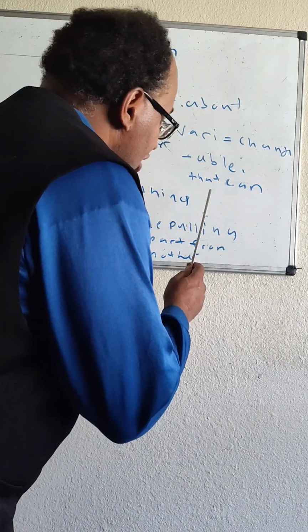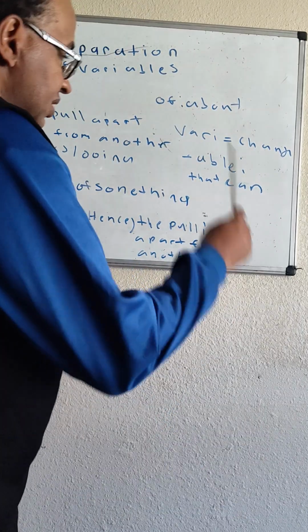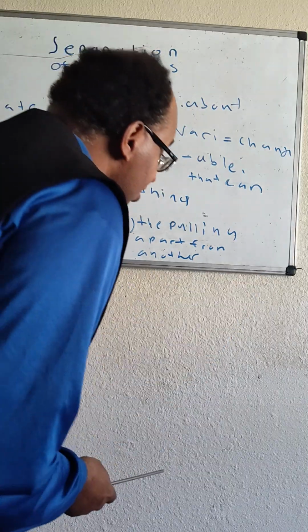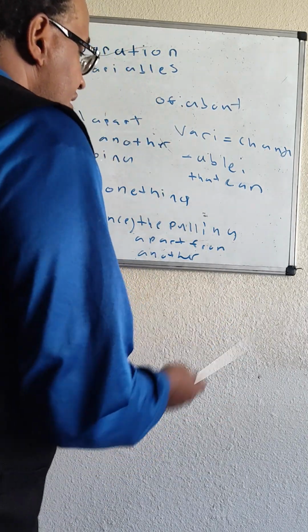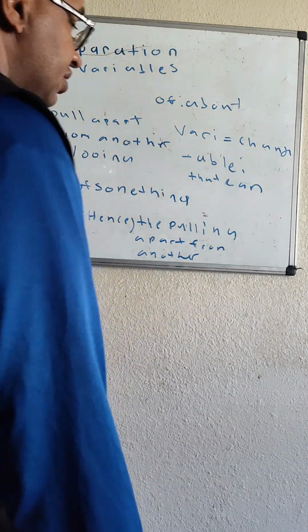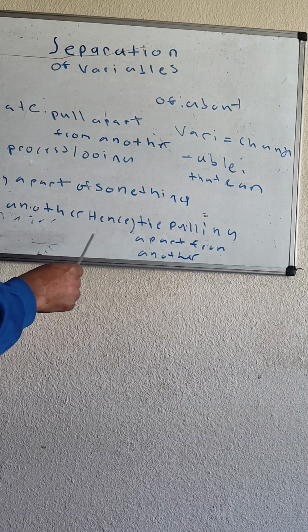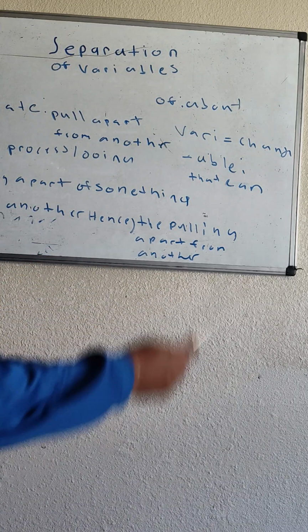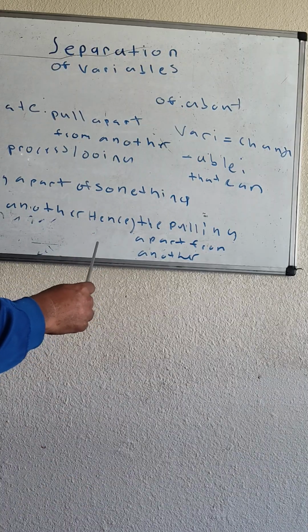So we move down to "able," A-B-L-E. Able means something that can, that has the capacity of doing something. So variable means something that has the ability to change. It's not constant. Putting all this together, it means to separate something from something else, so you separate the x from the y's, if it's in differential form.